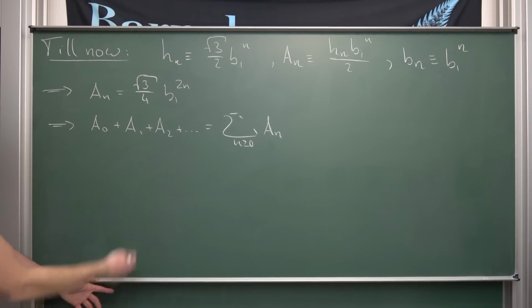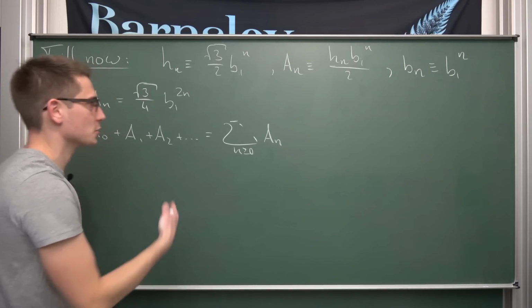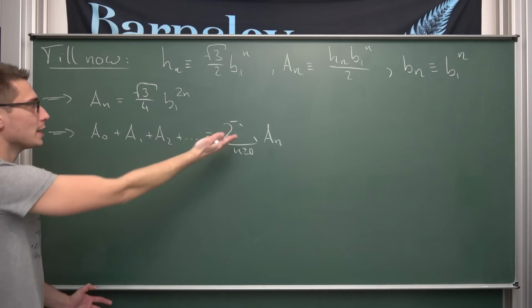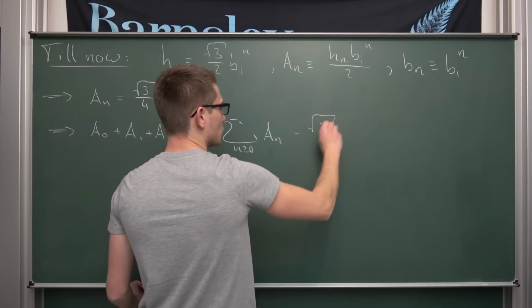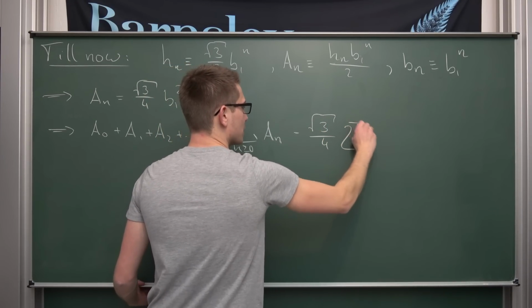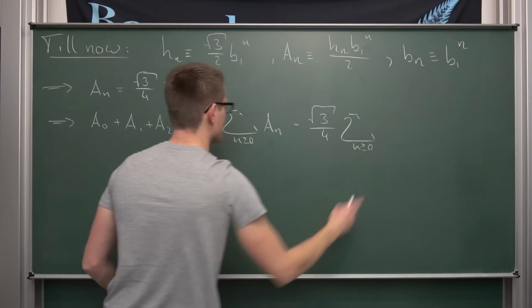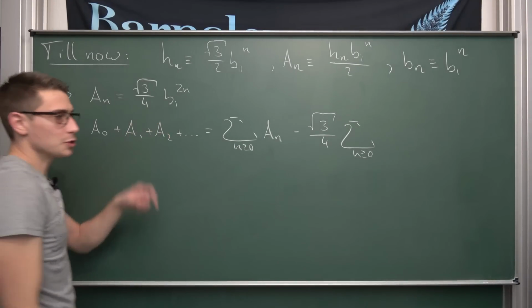Well, this is cool, right? I mean, we have an explicit formula for the nth triangle, so for the area of the nth triangle, so why not plug it into here? Square root of 3/4 is nothing but a constant, so we can bring it to the front. Also, we now have this infinite series, n being greater or equal to 0, of b1 to the 2nth power.